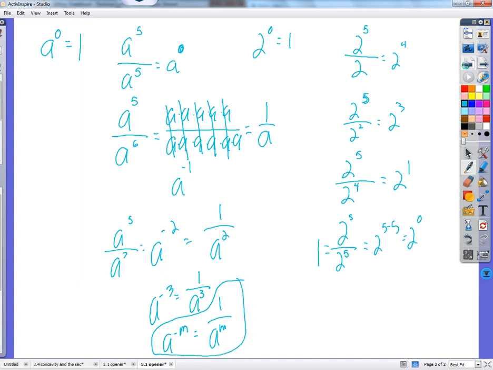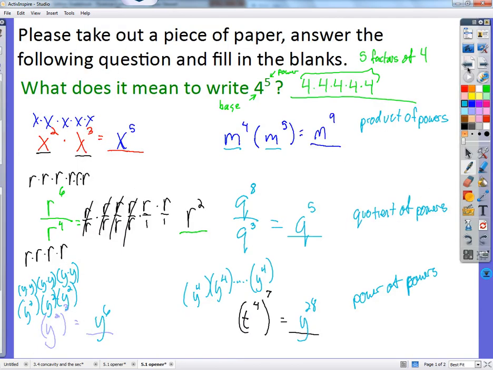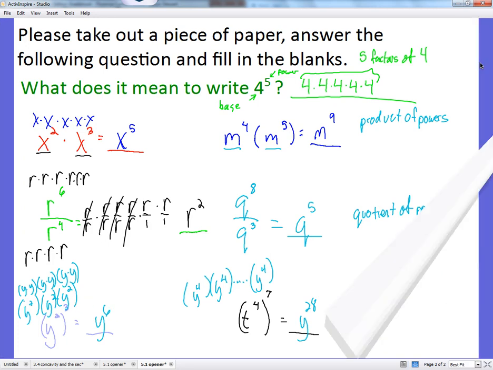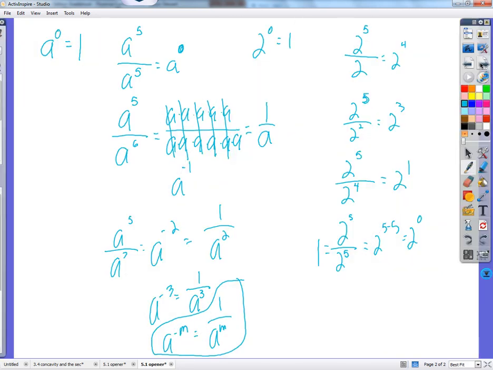So we've got the product of two powers. We add them together. Quotient of two powers, we subtract them. Power raised to a power, we multiply them. Something raised to the zero power is 1. A to the negative power is 1 over A to that positive power.